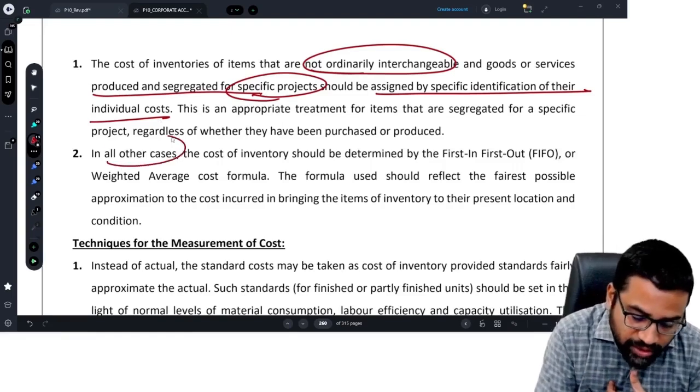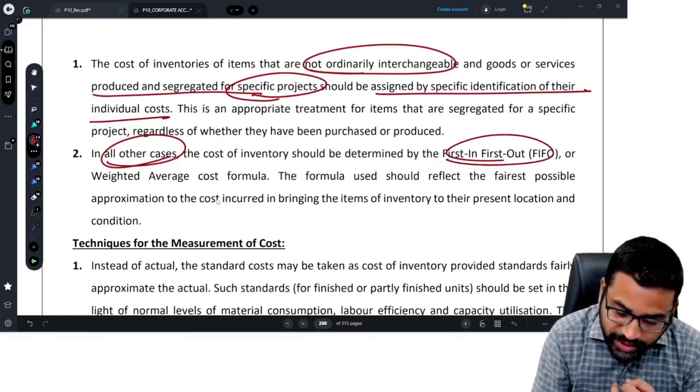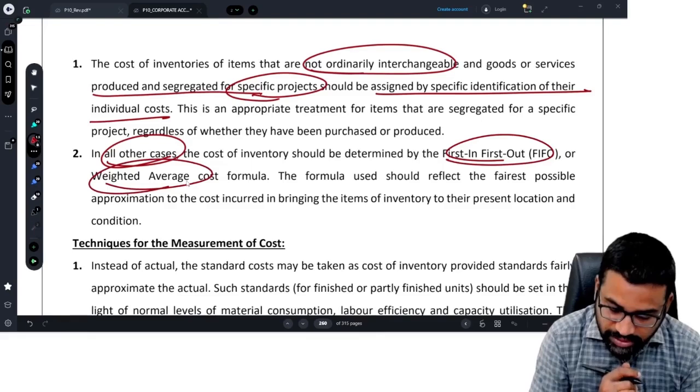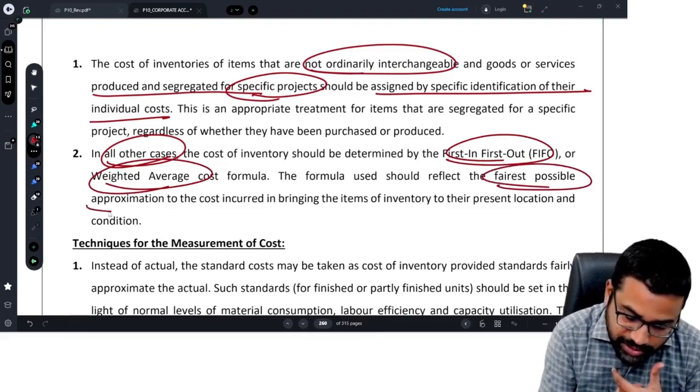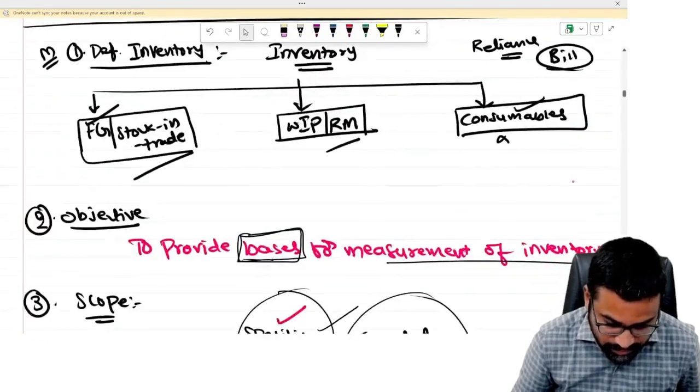But in all other cases, for example, when in the factory we do manufacturing, we follow either the FIFO method or the weighted average method. Whichever method gives the fairest possible approximation to the cost incurred, you follow that method.